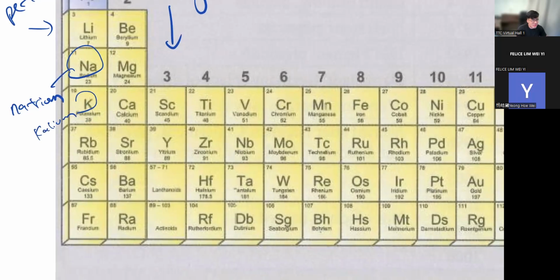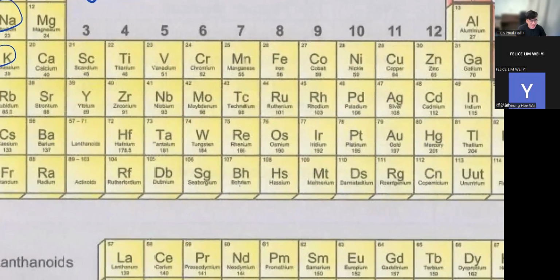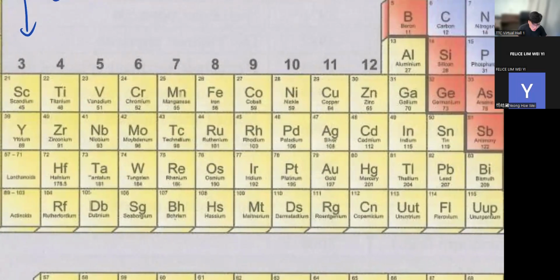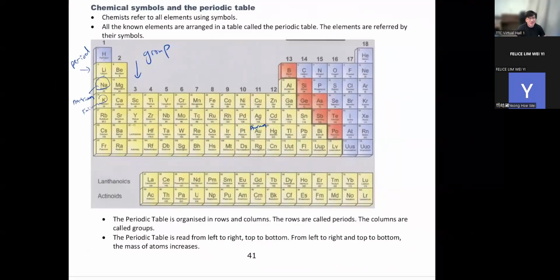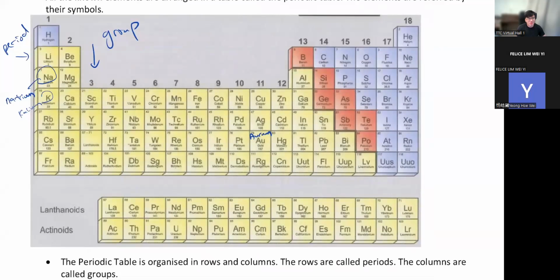Kalium. This is not English. This is Latin. Like gold is aurum. So that's why sometimes when you look at the symbol and you look at the name, it's very different.